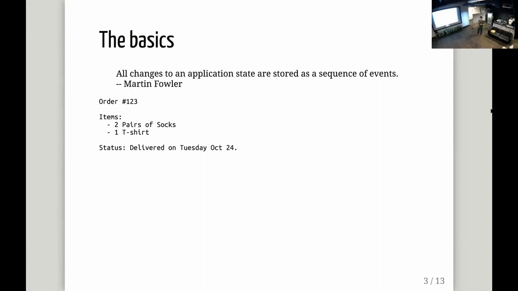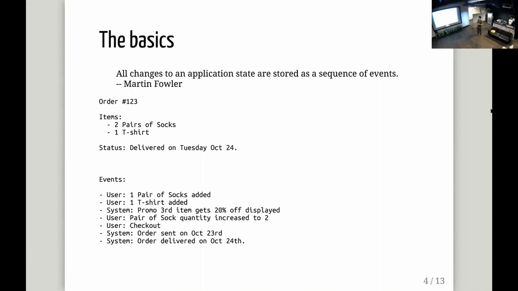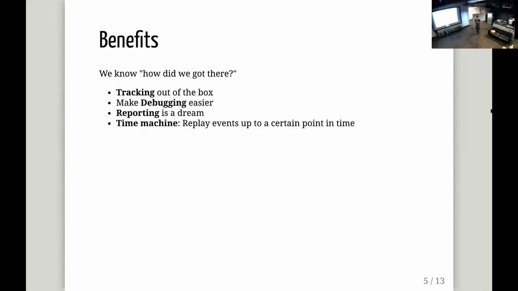So the idea is that you will persist events to update that order. For instance, the first event is that the user added 1 pair of socks and then he added a t-shirt. And then the system displayed a promo banner on the website, maybe saying that, hey, you get your 3rd item for 20% off, and magic. The user after that added another pair of socks. And then he checked out, and then the system said that the order was sent and that the order was delivered.